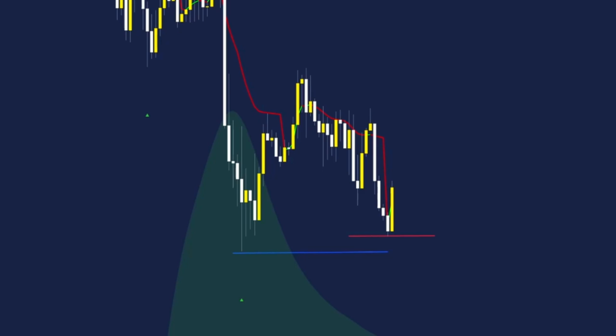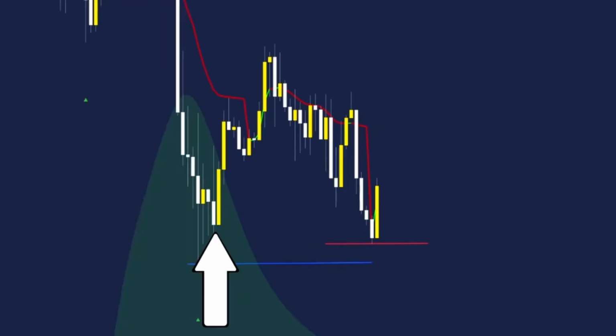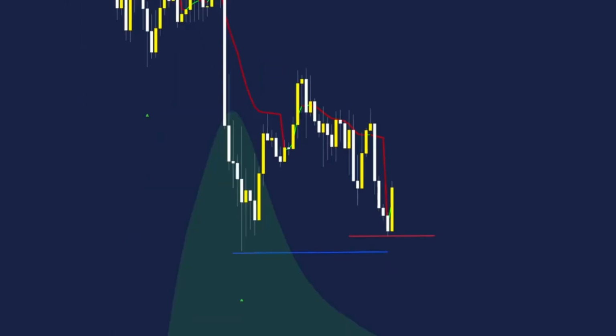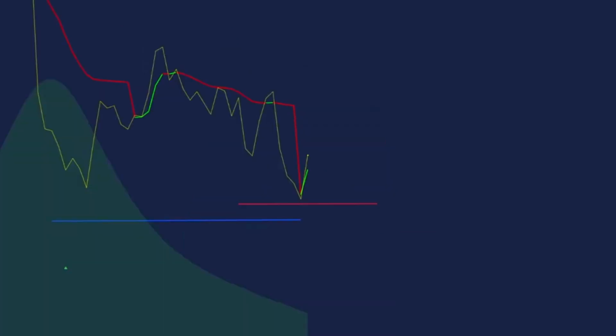And right here on this trade, we now have the double bottom or W formation with the first initial low and then a second retest of that low with a railroad track formation closing back above the green VWAP line. And there we can very clearly see that the VWAP line is now green and we can now enter our trade.